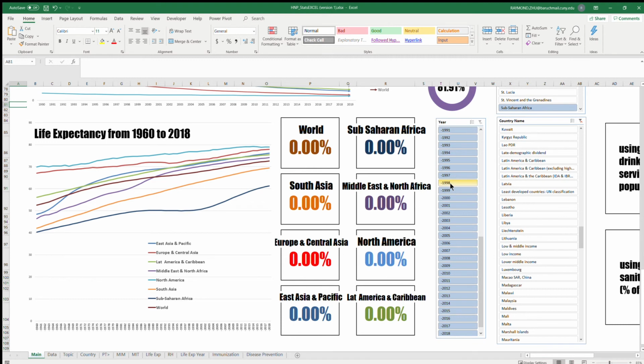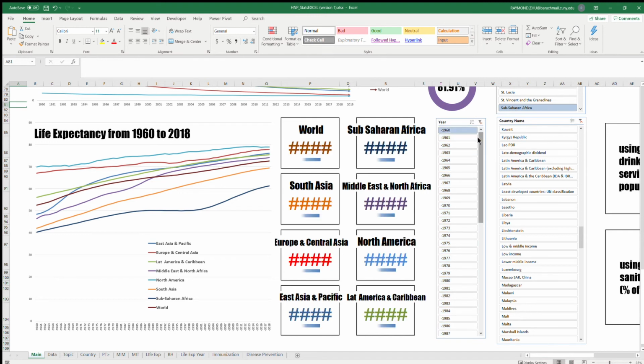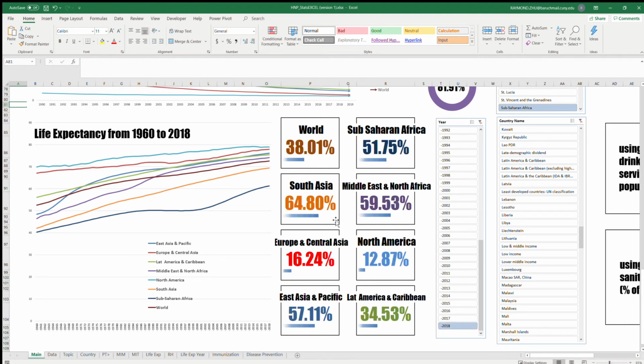So just to give you an example, let's say I want to know the percentage of increase of life expectancy from 1960 to 2018. I could just select 1960 and 2018, and it will show me the percentage of increase for different regions. And on average, you can see that the world has a 38% increase of life expectancy, and areas like Africa, South Asia, Middle East, and East Asia have over 50% increase of life expectancy.